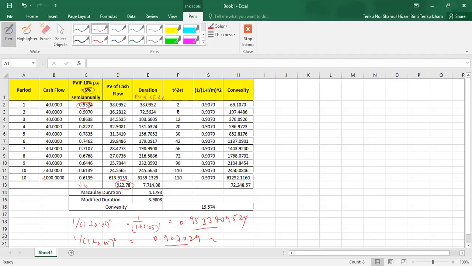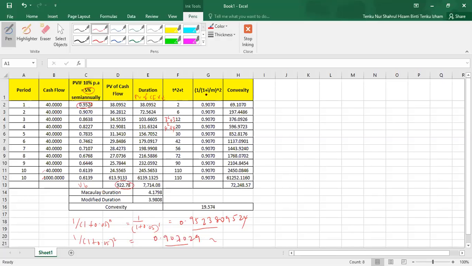So now we want to calculate the convexity. As I mentioned, we will give three different components in order for us to calculate the convexity. First, T power by 2 plus T: 1 power by 2 plus 1 equal to 2, 2 power by 2 plus 2 is 4 plus 2, 6. Then 3 power by 2 plus 3, 4 power by 2 plus 4. And you have to do this continuously until period 10.